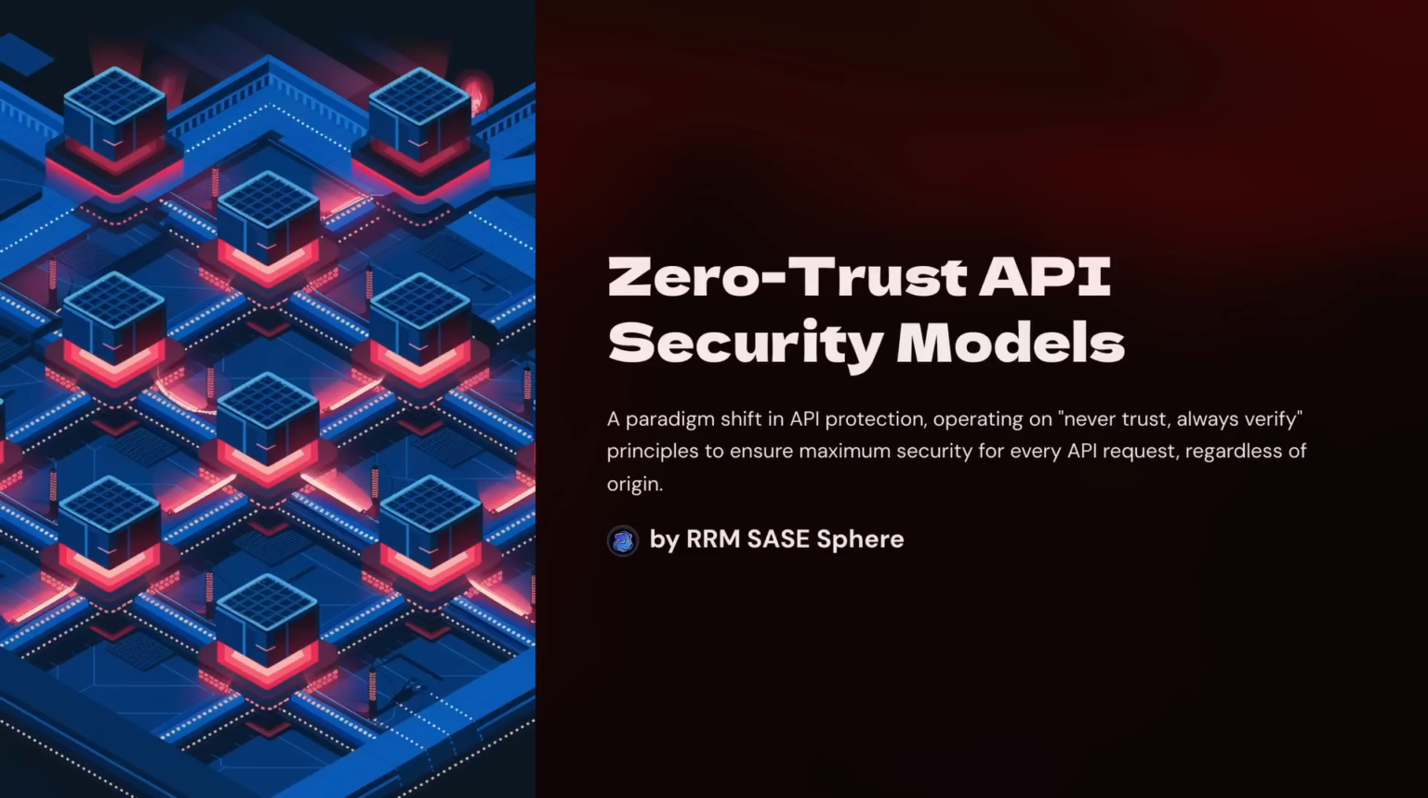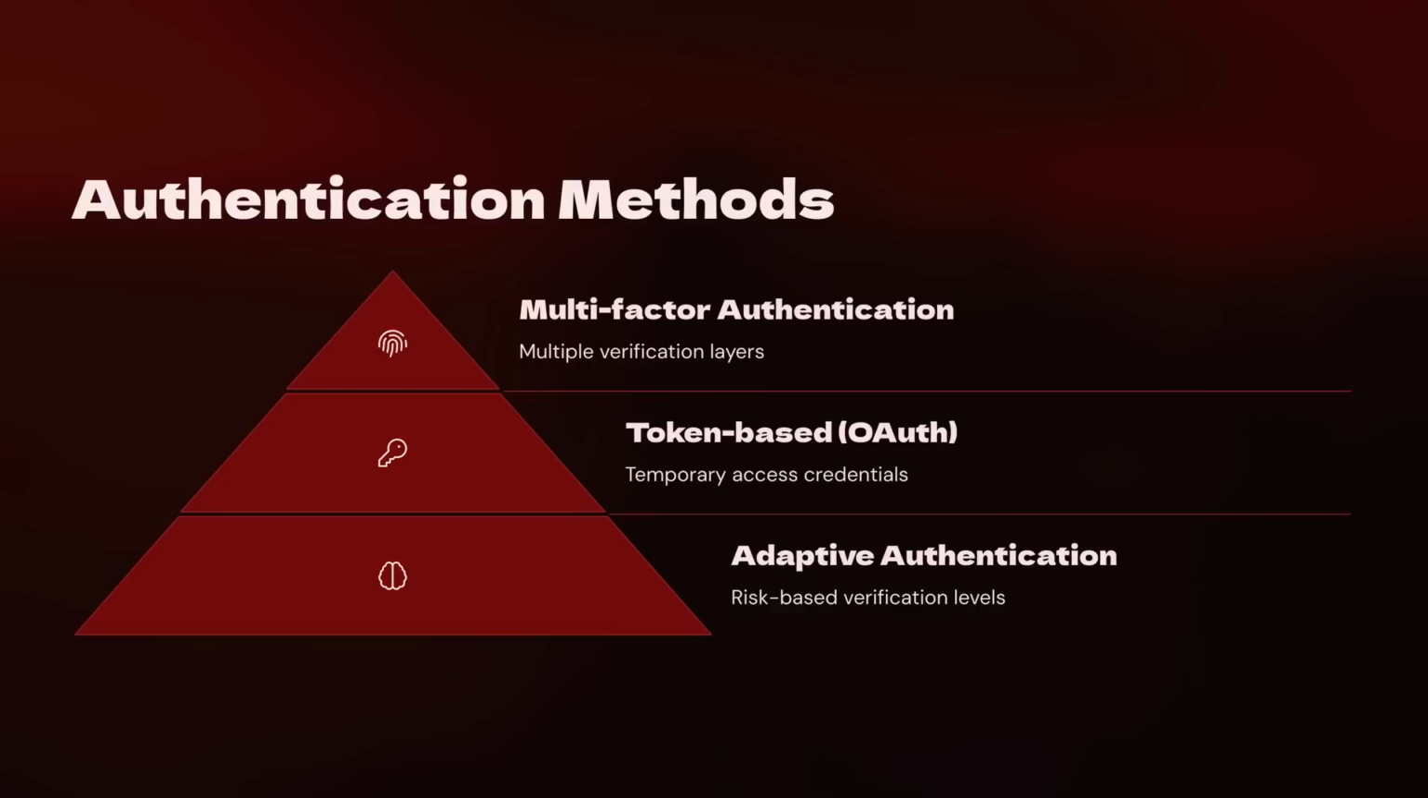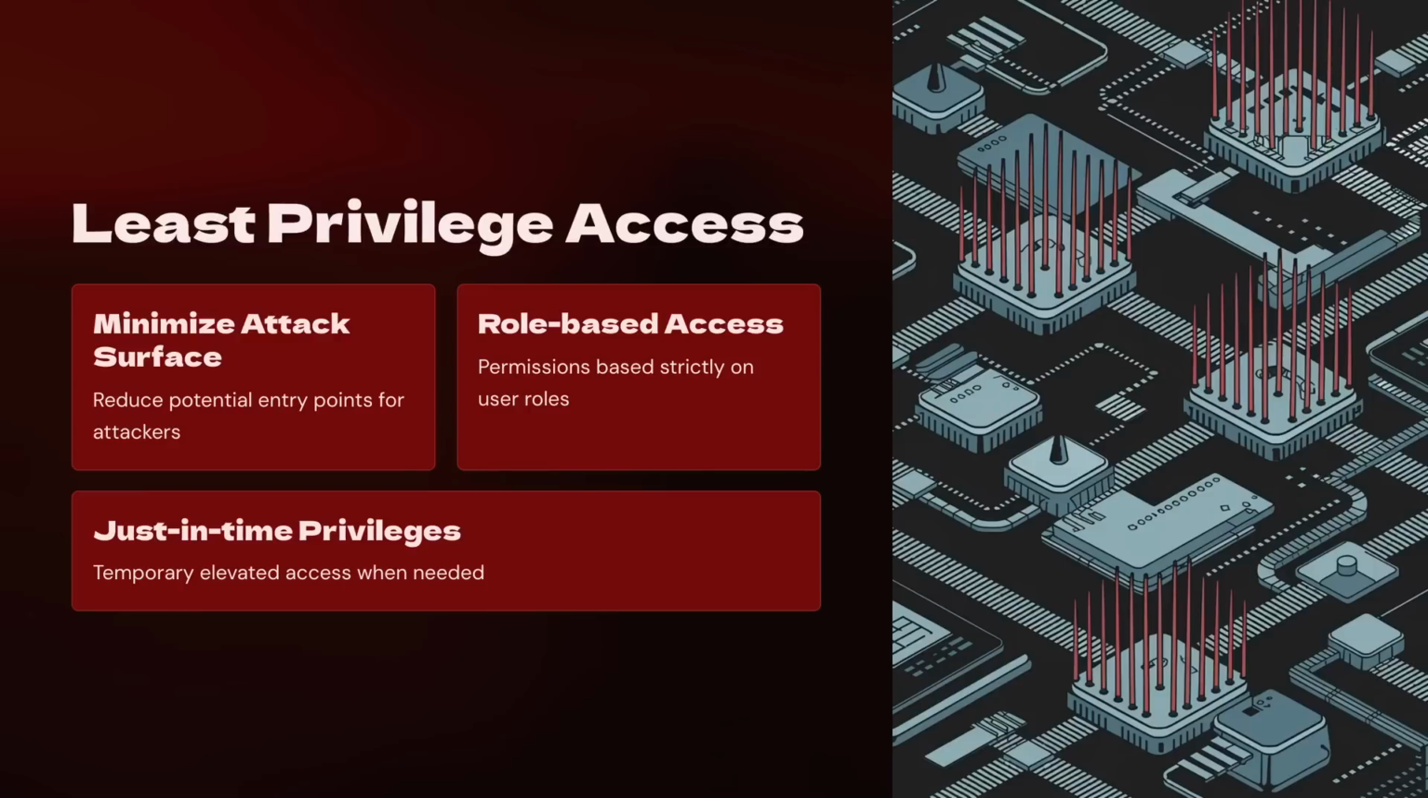Zero Trust API security models represent a paradigm shift in how organizations approach API protection, aligning with the broader Zero Trust security framework. This model operates on the fundamental premise of never trust, always verify, to ensure the utmost security in the digital realm. In the context of APIs, this means treating every API request as potentially malicious, regardless of its origin or previous interactions.